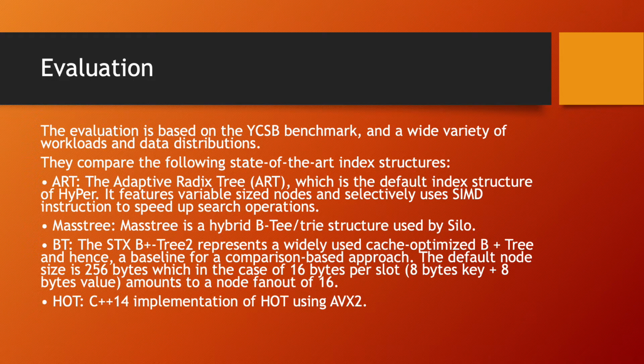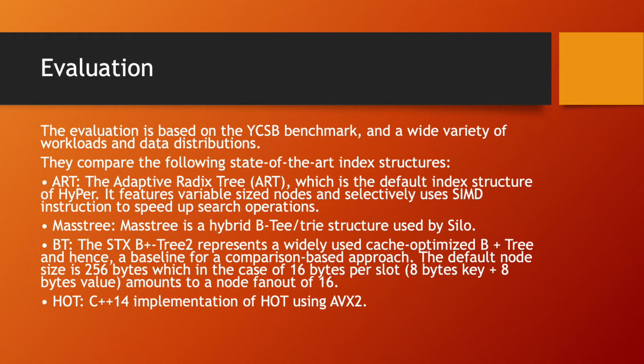Now let's look at the evaluation. The evaluation is based on the YCSB benchmark and a wide variety of workloads and data distributions. They compare the following state-of-the-art index structures. First, ART, the adaptive radix tree, which is the default index structure of Hyper. It features variable size nodes and selectively uses SIMD instructions to speed up search operations. Second, Mass-Tree. Mass-Tree is a hybrid B-tree/Trie structure used by Silo.